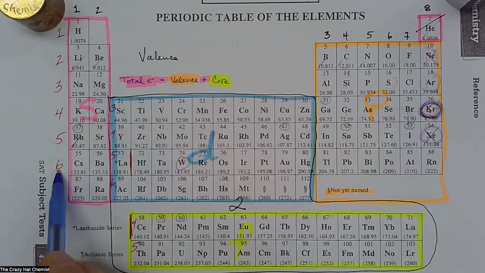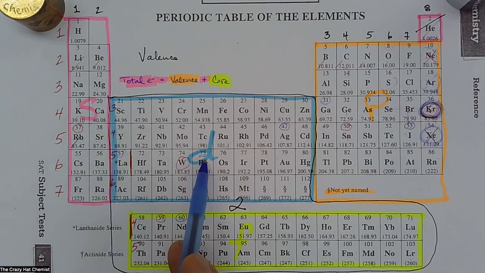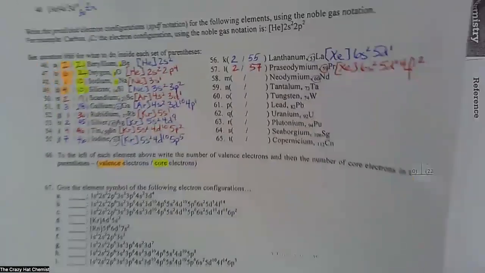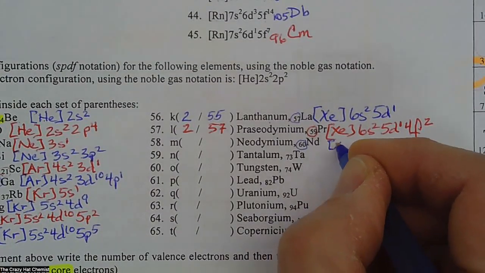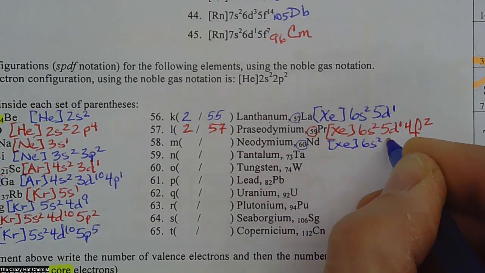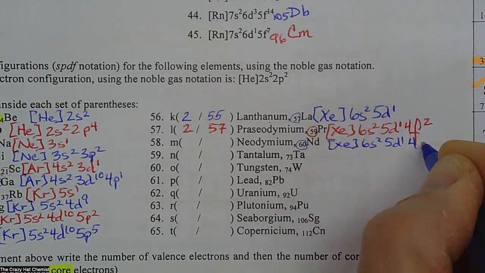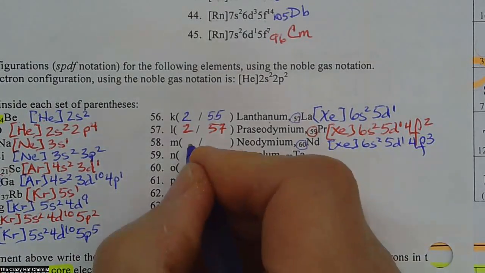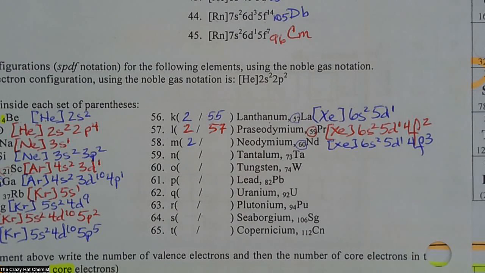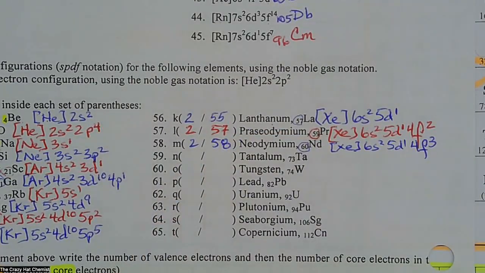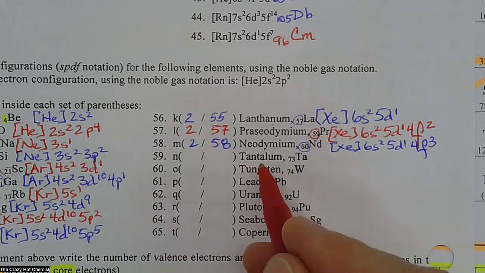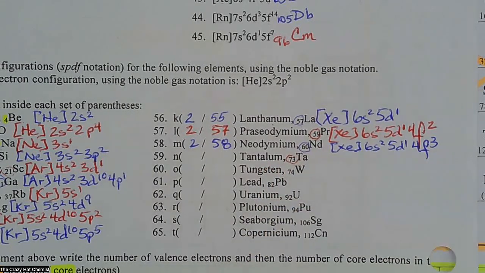That's xenon, 6s2, 5d1. Then it's 4f, 1, 2, and 3. Okay. So let's write down this electron configuration for neodymium. That is xenon, and that is 6s2, 5d1, and 4f3. It's also in the boot, so there are two valence electrons, and 60 minus 2, that would be 58 core electrons. Perfect.